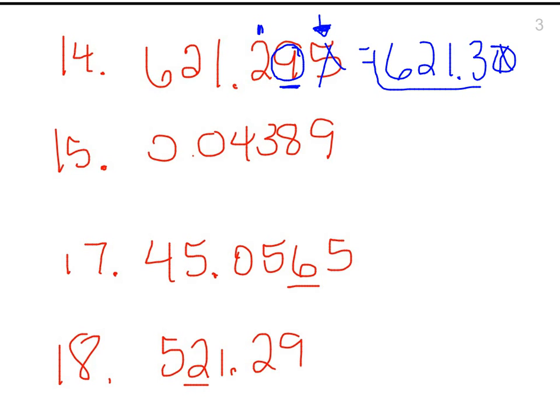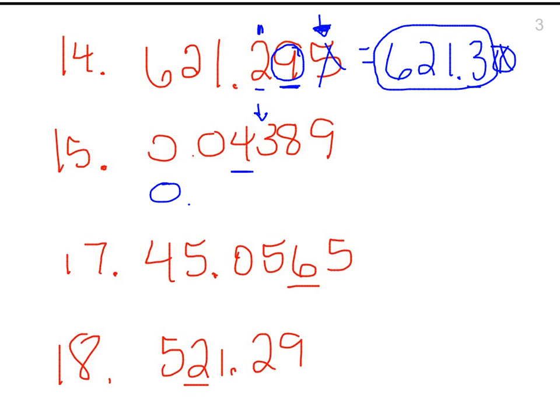Okay, so when you have to round a 9 up, it goes up to a 10, and it makes the next number go up. Okay, so let's look at number 15, still rounding to the nearest hundredth. The 4 is in the hundredths place. Looking at the 3 would make the 4 stay the same because it's less than 5.